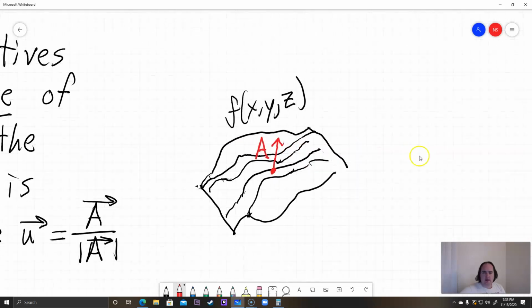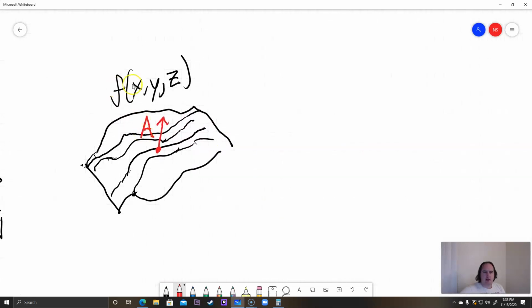The basic idea is you've got some function f of x comma y comma z. Here I have it drawn as sort of like a mountain range. That's our function f of x comma y comma z. It's moving around in 3 dimensions. The directional derivative in the direction of vector A is going to be the same as the rate of change of this function f in that direction. I know that looks complicated, but it's actually not too bad to find.